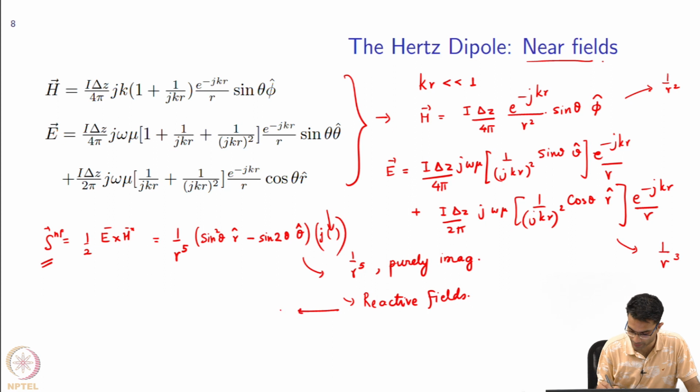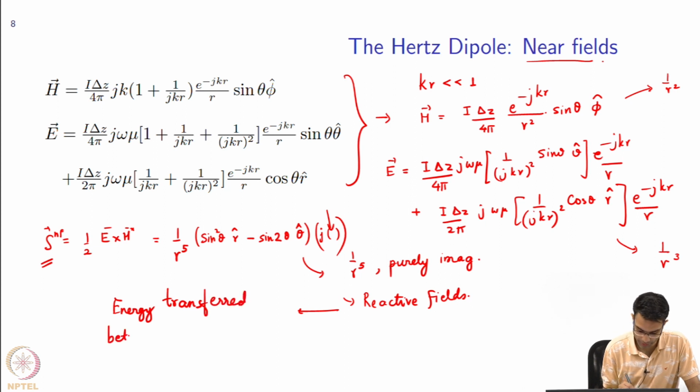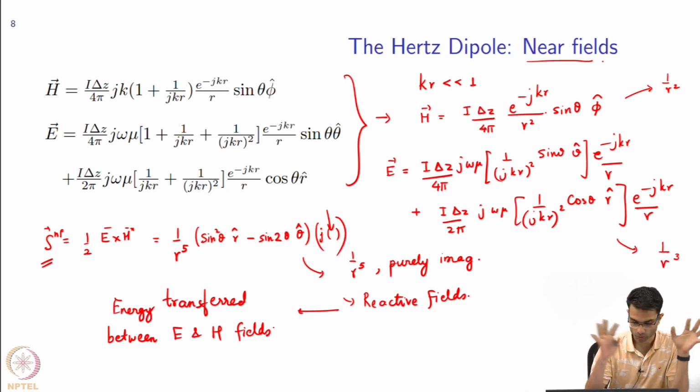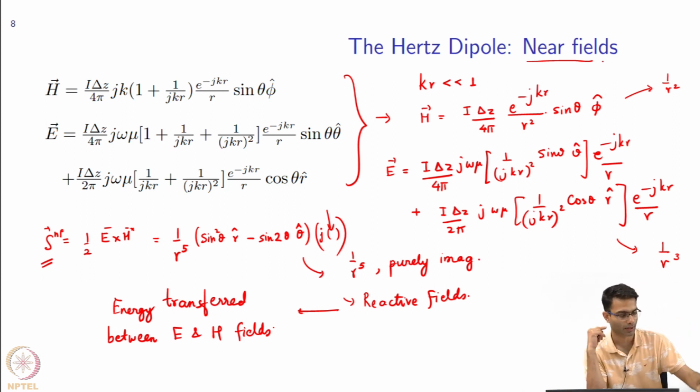Okay, so reactive fields, and energy is transferred between the E and H fields. The total power is going to be conserved. Yeah, the actual Poynting vector will be conserved regardless of what r you choose to integrate.